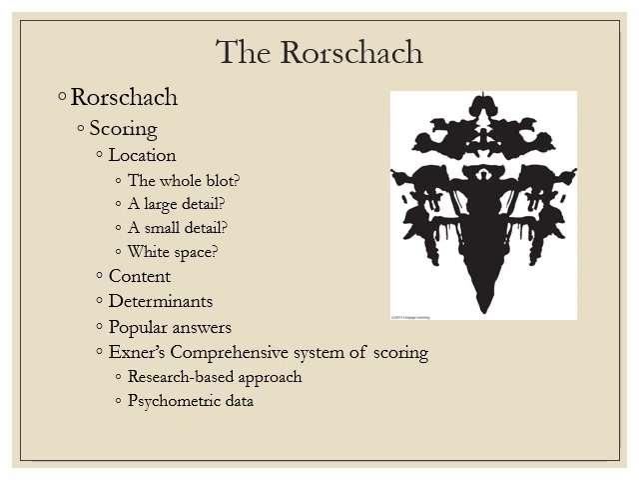The content of the response, possible determinants of the response, whether they're using popular answers. So sometimes individuals will respond what they think should be the answer rather than what they actually see. And there's one scoring guide that's, as best I understand, most favored by individuals who use the Rorschach, and that's the Exner Comprehensive System of Scoring. It's a research-based approach based on psychometric data, meaning there were samples of people that were studied, normal responses, and then a variety of maybe abnormal responses were observed based on this.